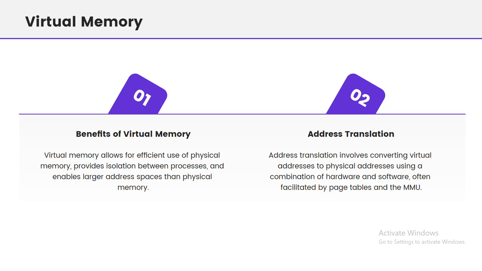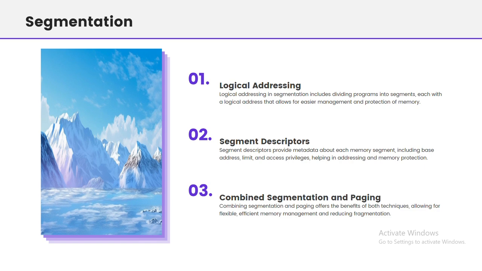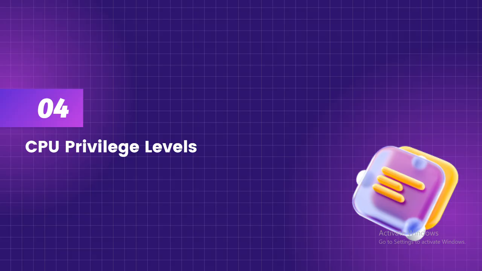Third one is memory management techniques. Benefits of virtual memory, address translation. Logical addressing. Logical addressing is segmentation, including dividing a program into segments, each with a logical address that allows for easier management and protection of memory. Segment descriptor. A segment descriptor provides metadata about each memory segment including base address, limit, and access privilege, helping in addressing and memory protection. Combined segmentation and paging offer benefits of both techniques, allowing for flexible, efficient memory management and reducing fragmentation.